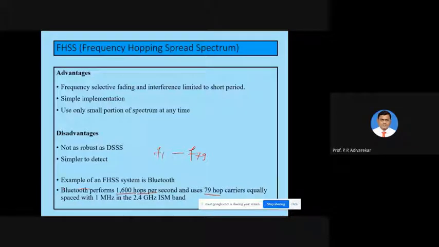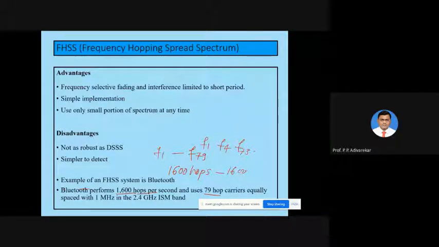The sequence followed for utilizing these 79 frequencies is: within 1 second, it will take 1600 hops, meaning it will jump 1600 times from F1 to F79. It will take any pattern, for example from F1 it will jump to F4, then it will jump to F73 and so on, depending on the pseudo random sequence. So Bluetooth is using FHSS.